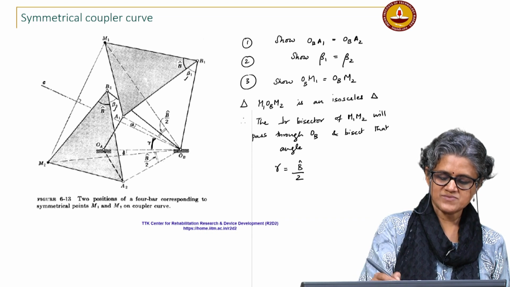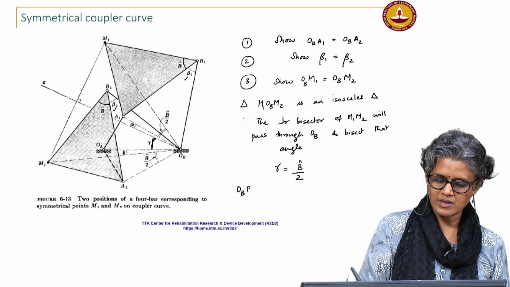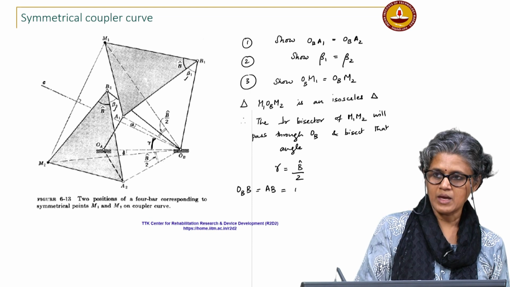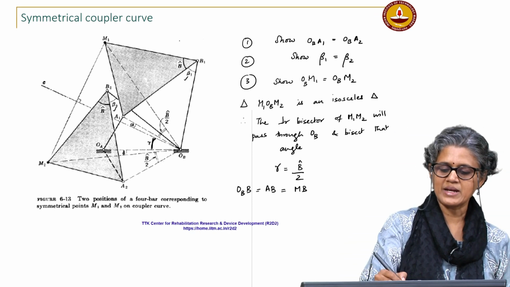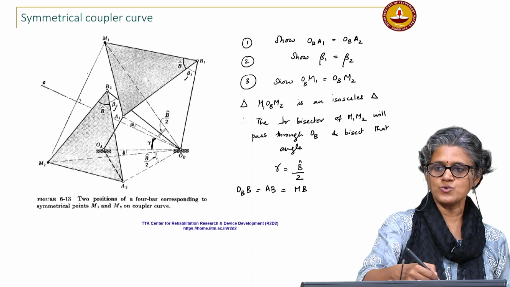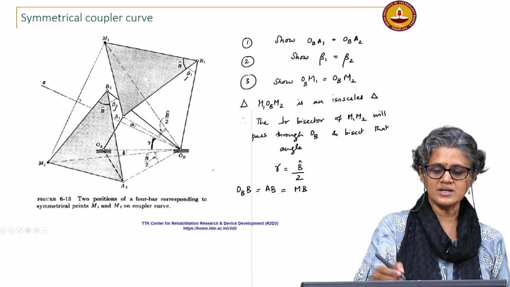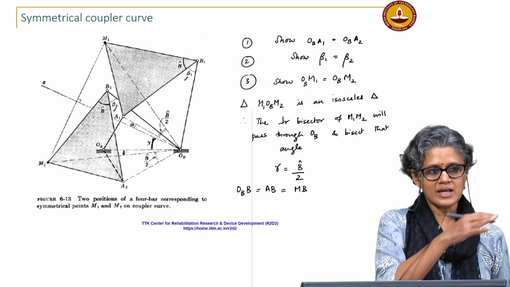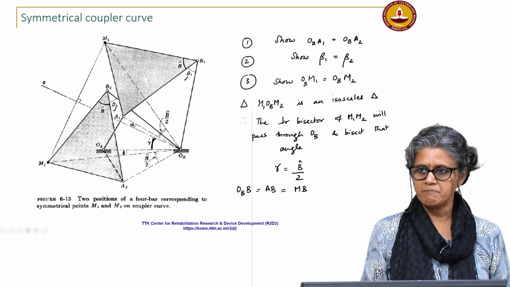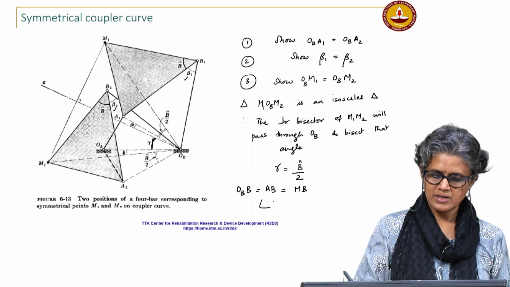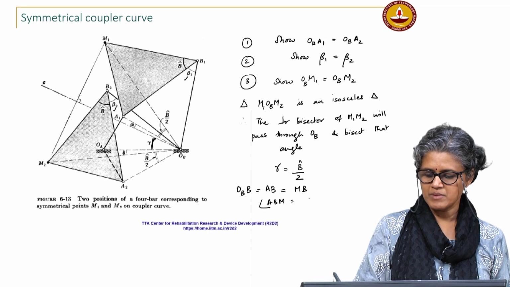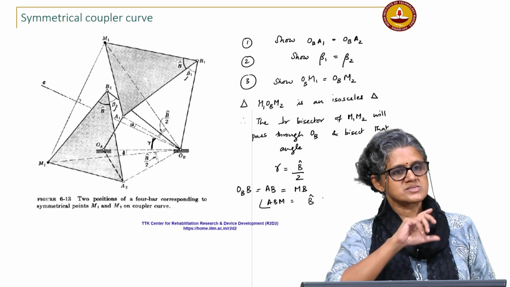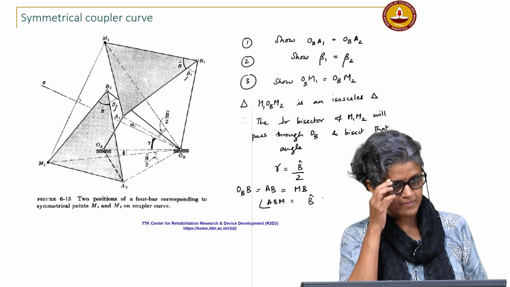Our synthesis conditions were OBB equal to AB and also equal to MB, and MB would be at an angle, because the circle passes through all three points. M lies on that circle and makes an angle equal to twice the angle that the line of symmetry makes with the frame. So, angle ABM equal to B cap. So, this is how you synthesize a symmetrical coupler curve.